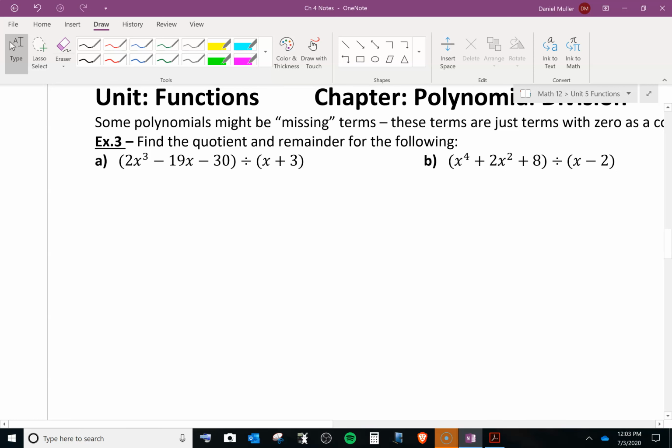Example 3, again we're dividing some long division, find the quotient and the remainder, but sometimes there are some missing terms. So you can see here that we're missing an x squared. So we're going to have to add that in, but we're going to have to add that in a way that will also make it disappear if we wanted it to. So the only way to do that is to go like this.